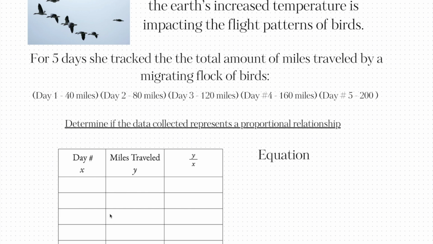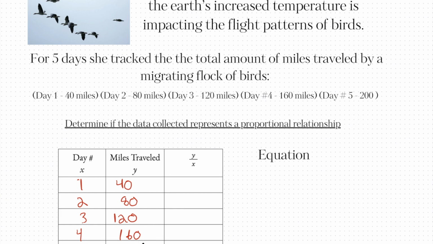So first of all, let's fill in this table. We know that on day number 1, she tracked the birds and they flew 40 total miles. For 2 days, they traveled 80 miles. 3 days, 120 miles. 4 days, 160 miles. And finally, 5 days, 200 miles.